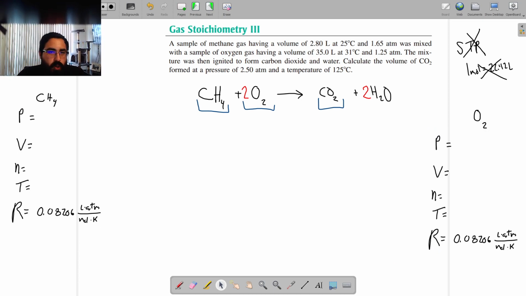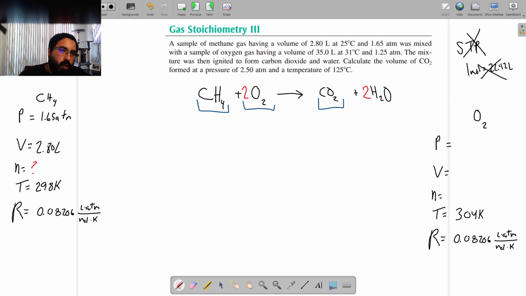All right, so the pressure for methane was 1.65 atm. The volume for that methane was 2.80 liters. The number of moles was unknown. And the temperature was 25 degrees Celsius, but if you add 273, that becomes 298 K. And then 31 degrees is 6 degrees higher. So we add 6 to that. So 298 plus 6 equals 304 Kelvin.